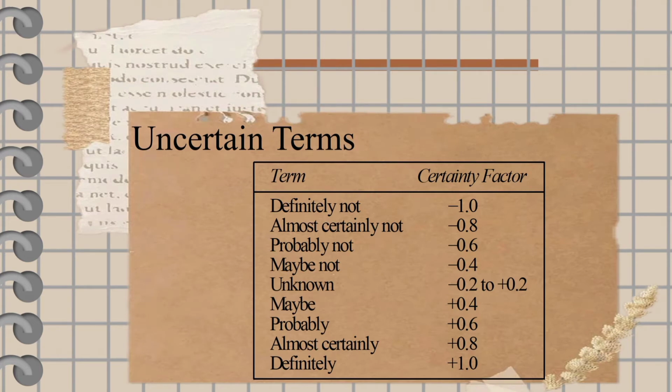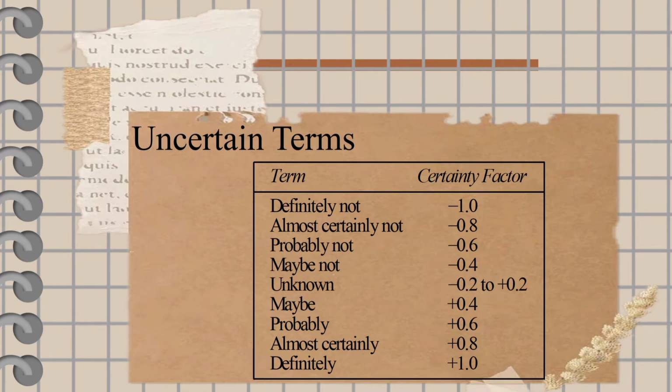So here is the table for uncertain terms, the term and the equivalent certainty factor. Definitely not is negative 1.0. Almost certainly not is negative 0.8. Probably not is negative 0.6. Maybe not is negative 0.4. Unknown is negative 0.2, positive 0.2. Maybe is 0.4. Probably is 0.6. Almost certainly is 0.8, and definitely is 1.0.